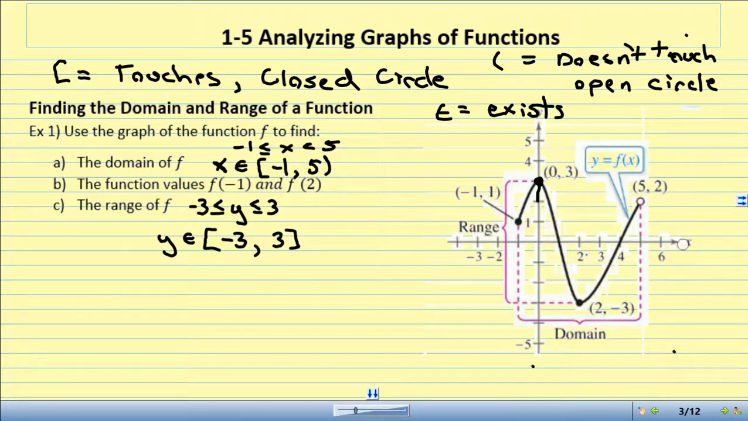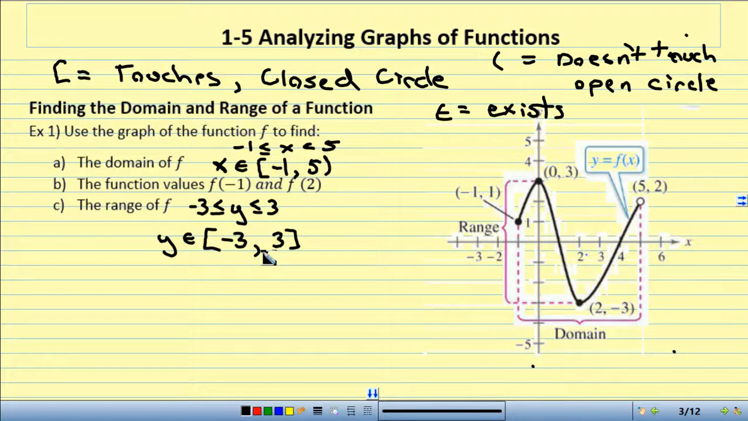So that's interval notation. Next thing I want to talk about is finding function values for f of -1 and f of 2. And I need to change position because my back is hurting. So give me a second. I'm old, man. Give me a break.